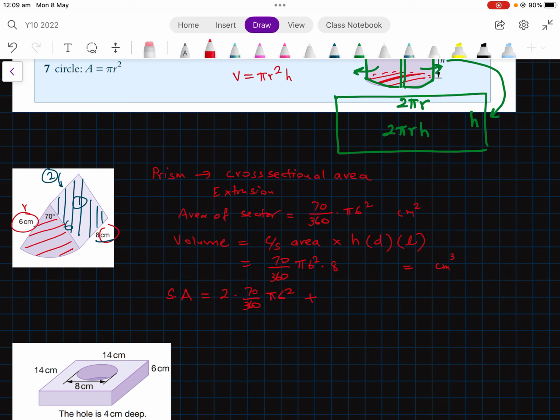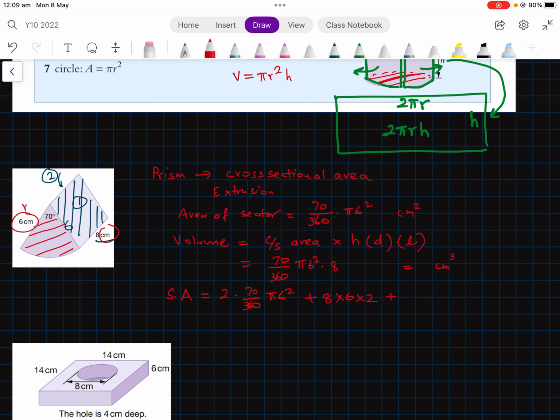So this is 8 times 6 times 2, because there are two of those. I've accounted for the two of the sector, the front and the back. I've accounted for the two rectangle sections, surfaces on the sides. Now there's one more. If you can point out which one that would be.